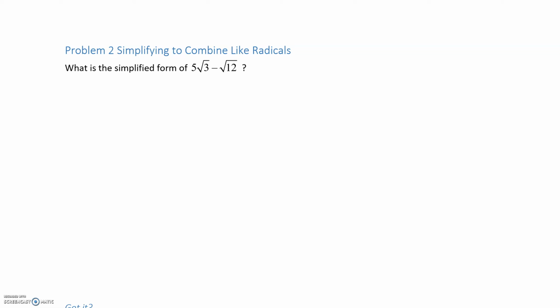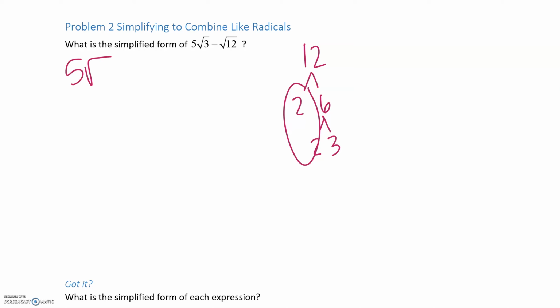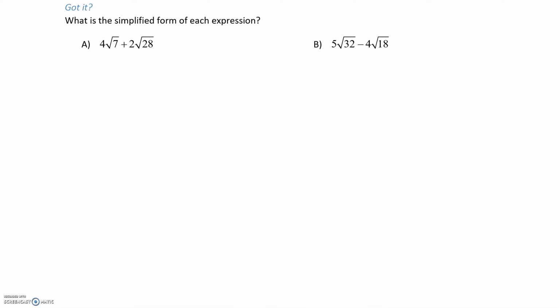For this one, we are going to simplify. So we know that we have the square root of 3 over here. We're going to simplify this square root of 12 as far as it can go. So remember, if we go through, we've got 2 and 6 and 2 and 3. So if we take that 2 out, that leaves us with 5 square roots of 3 minus 2 square roots of 3. And when we do that, that gives us 3 square roots of 3 in the end. Okay, so we are just finding the radical that's bigger and simplifying it down as far as it can go. Okay, so you can work on these got it problems.